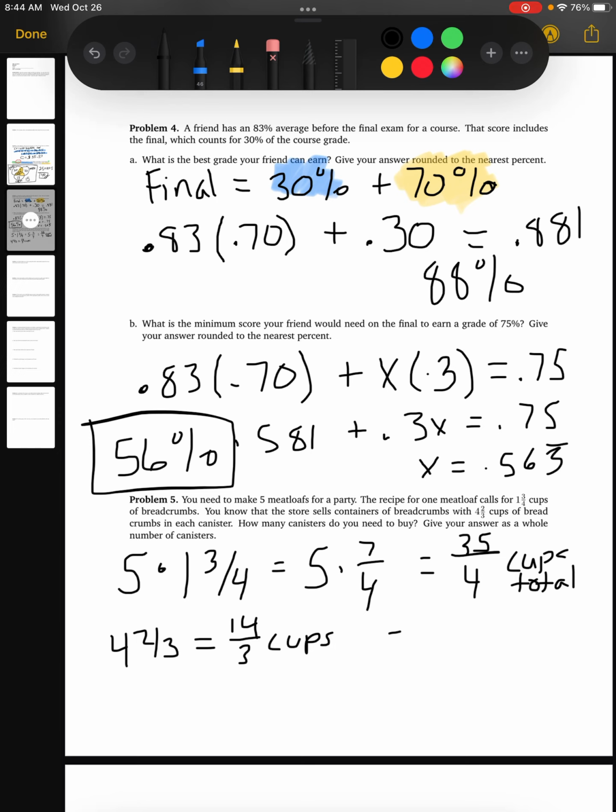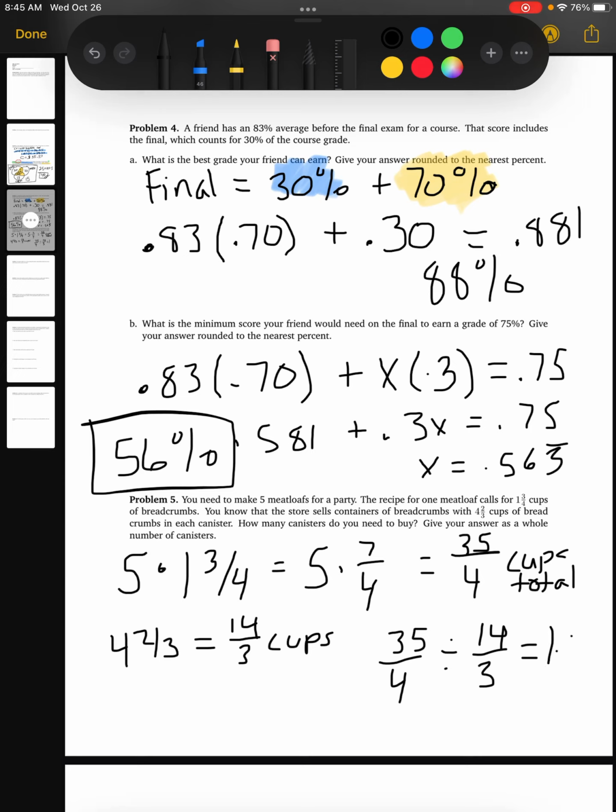So what I want to know is if I take my 35/4 cups and divide that by the 14/3 cups in each canister. You can use your calculator if you like. No problem there. You can use what you know about fractions to manipulate these fractions and do it. Either one is fine by me. I'm going to use my calculator today because I'm trying to do this video a little bit quickly so I can get it posted for you guys.